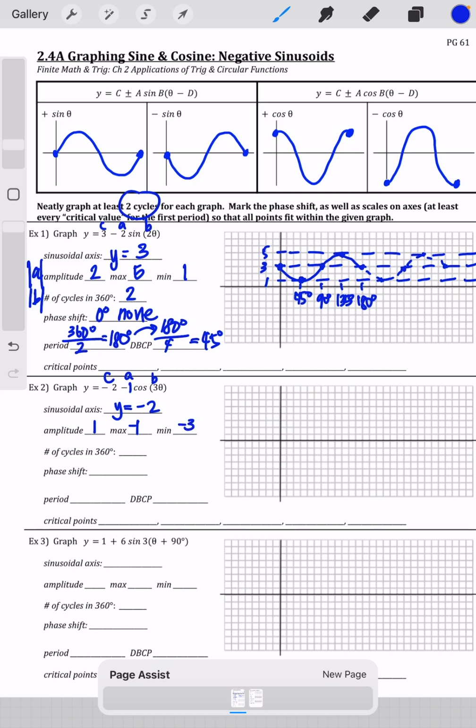Okay, this is going to get a little bit too close. So I want -1, -2, and -3. So I'm going to count by 2s and call this -1. Here will be -2, and this one will be -3. Just to give us a little bit of space.